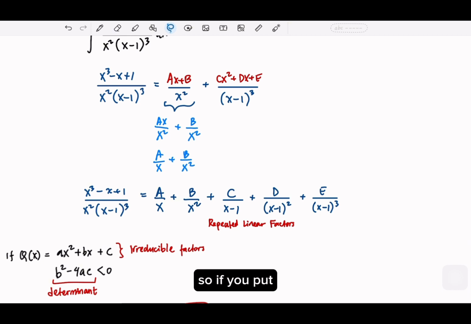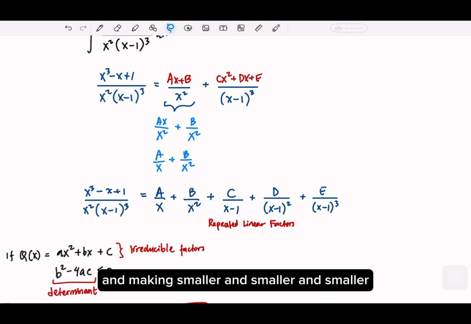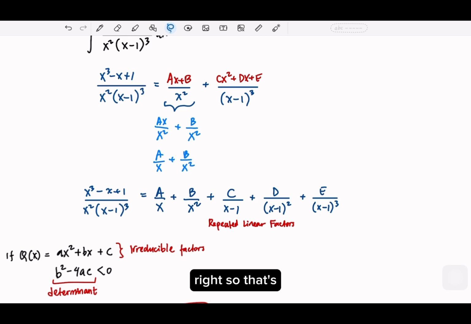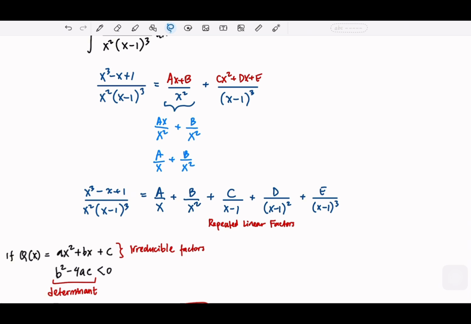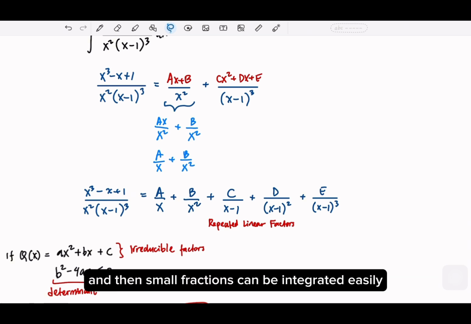If you cut the fractions and make them smaller and smaller, each fraction is easier to integrate, right? So that's the idea of the partial fraction: to cut the big fraction of the integral, and then each small fraction can be integrated easily. Okay, that's the goal.